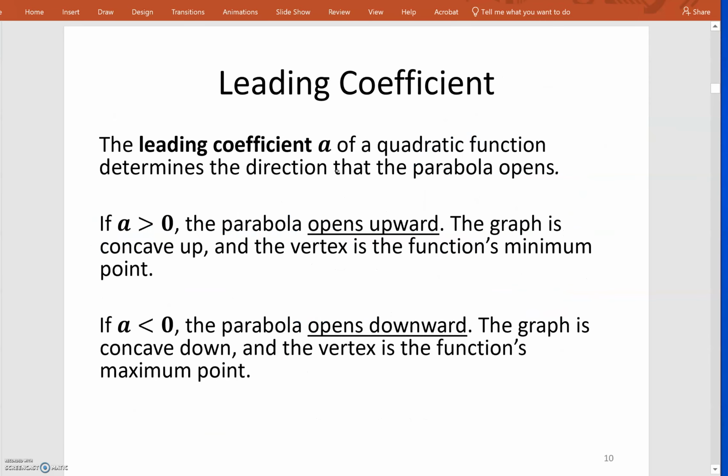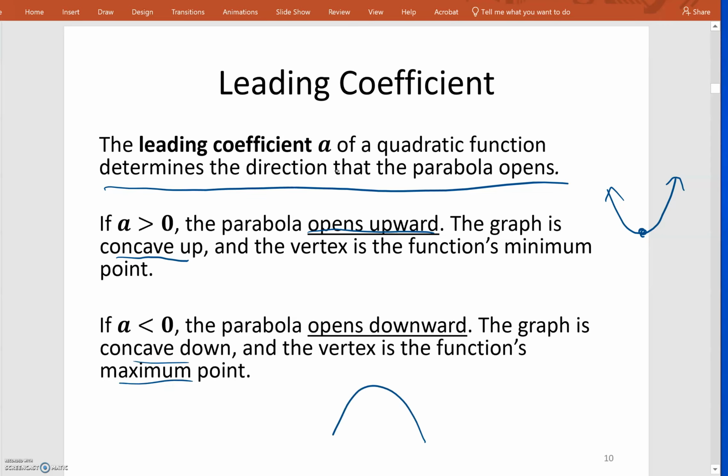Now, as I said earlier, we can tell a lot about the parabola from the leading coefficient. The leading coefficient a of a quadratic function determines the direction that the parabola opens. If the leading coefficient is positive, then it opens up, in which case the graph is concave up and the vertex is the minimum point. Whereas if a is negative, the parabola opens down, the graph is concave down, and the vertex is the maximum. Since we've covered this already in a little bit of detail, this is just making it official, so I think we can move along.